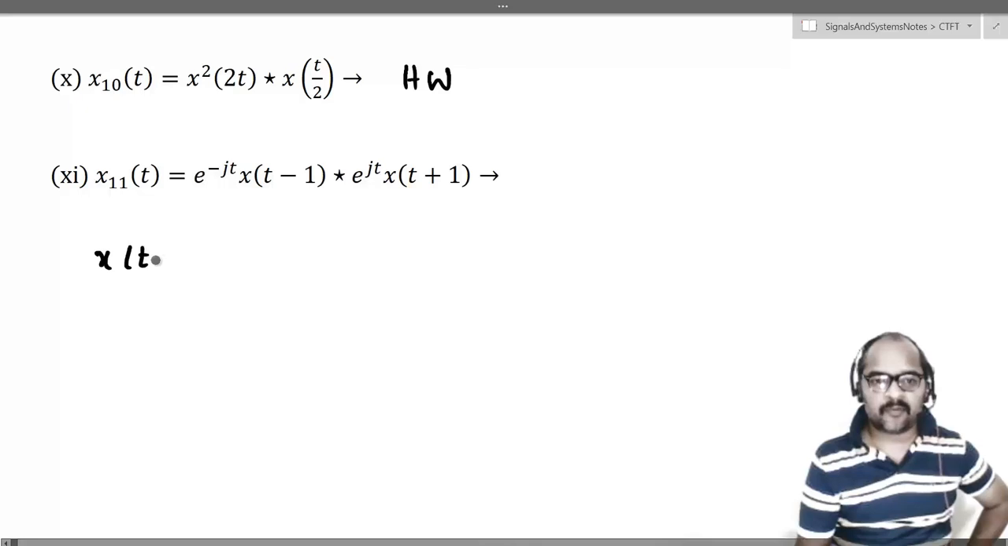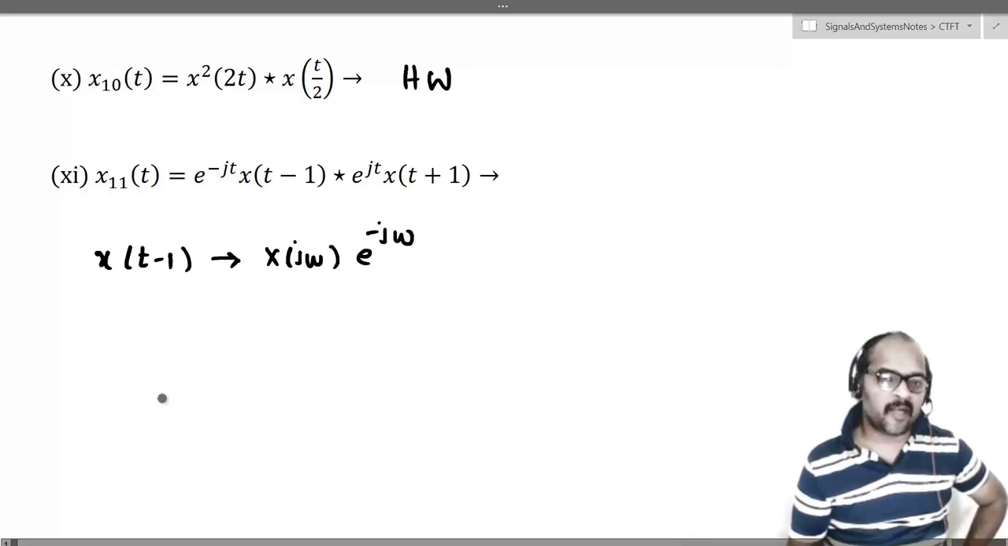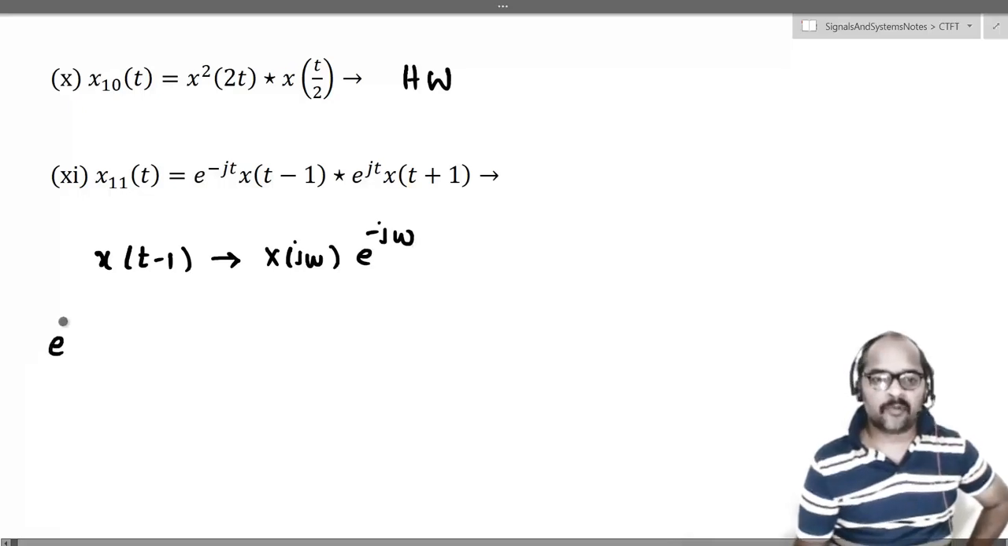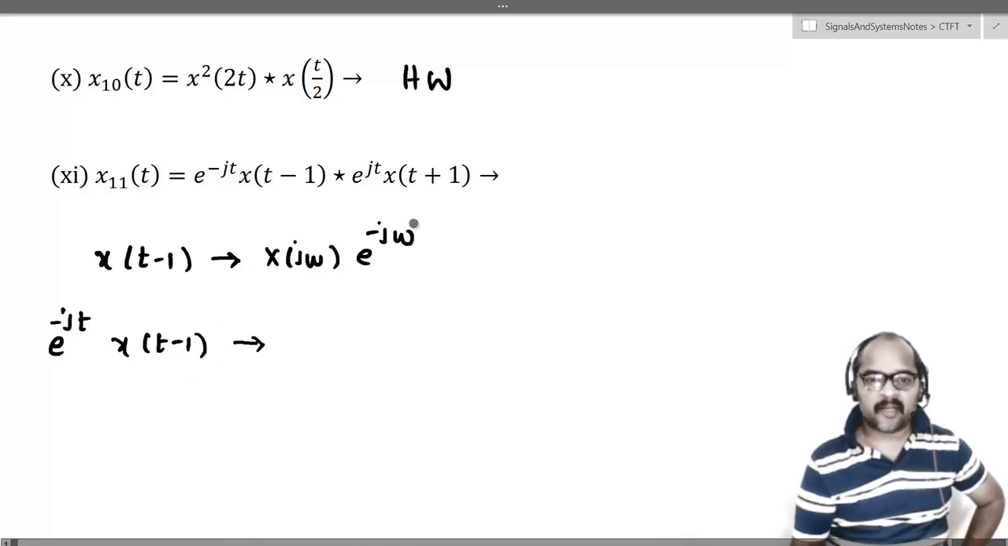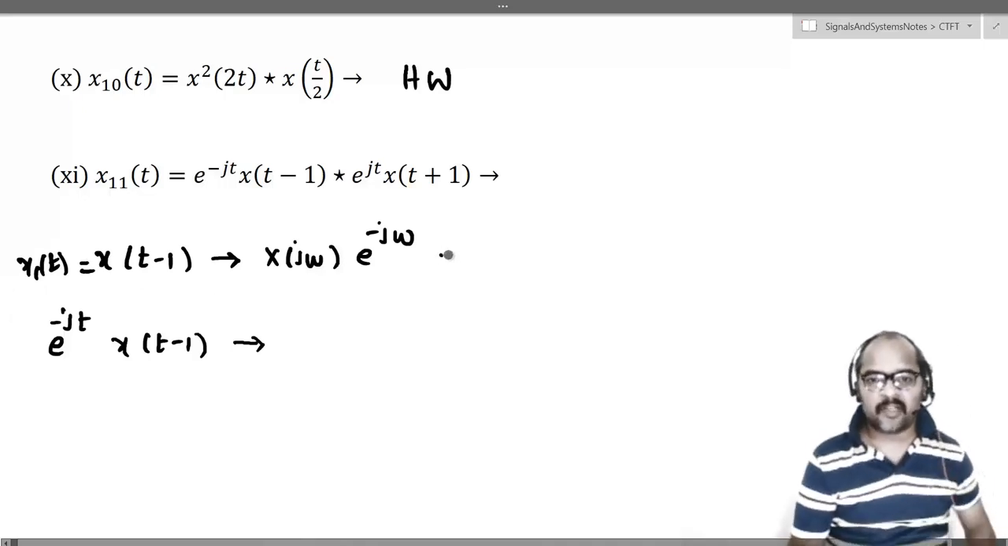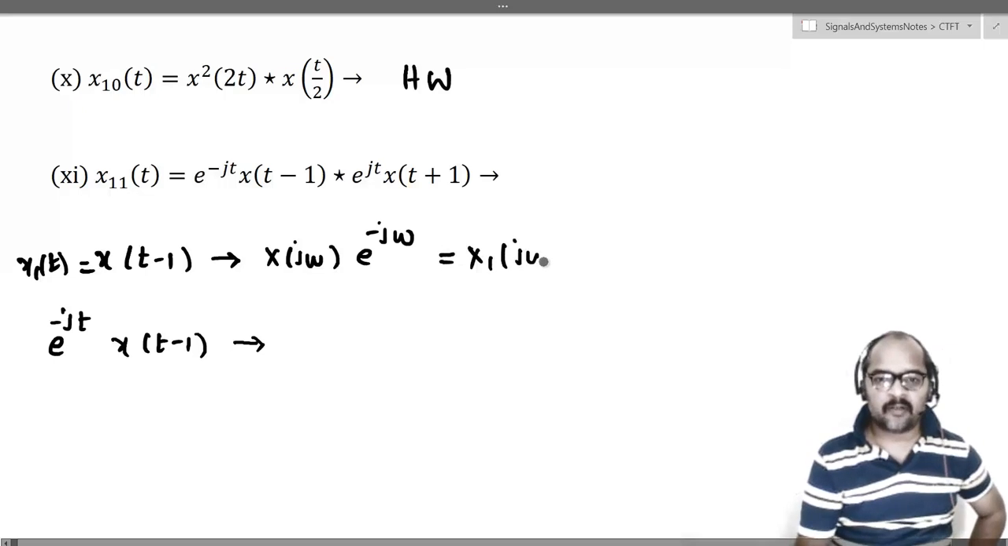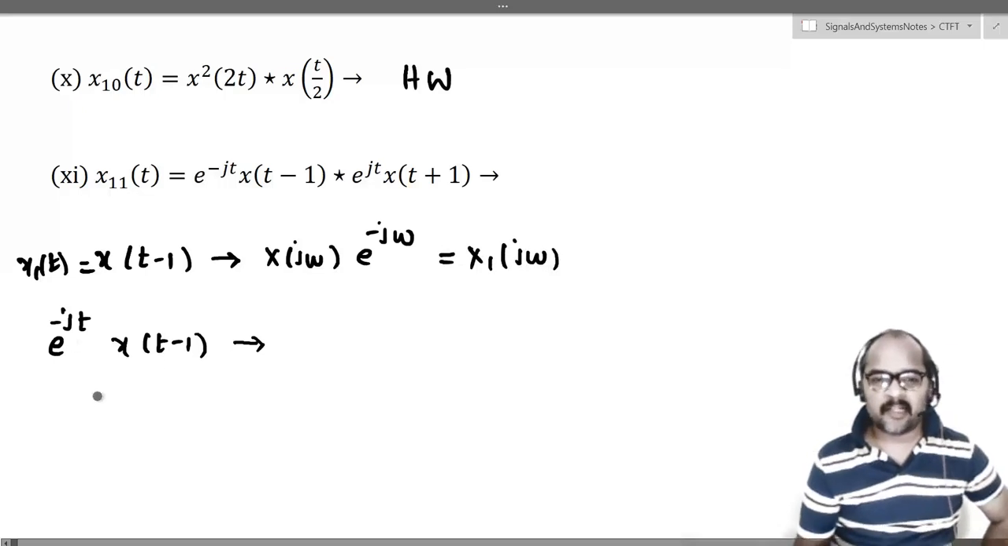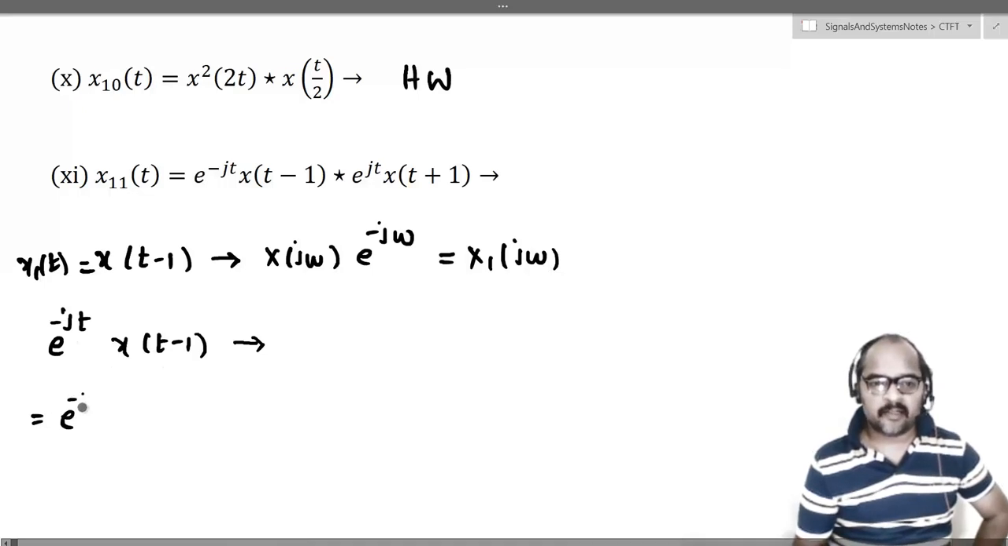Okay, so x of t minus 1 will have x of j omega multiplied with e power minus j omega as the Fourier transform. So e power minus jt x of t minus 1 will have what as Fourier transform? Let us split, that would be better. Let us call the shifted version of x of t as x1 of t. So this would be our x1 of j omega. So e power minus jt x of t minus 1 is the same as e power minus jt x1 of t.